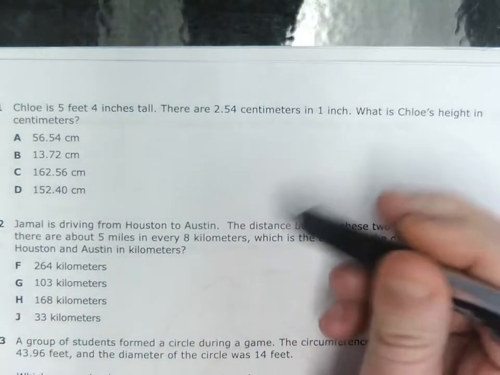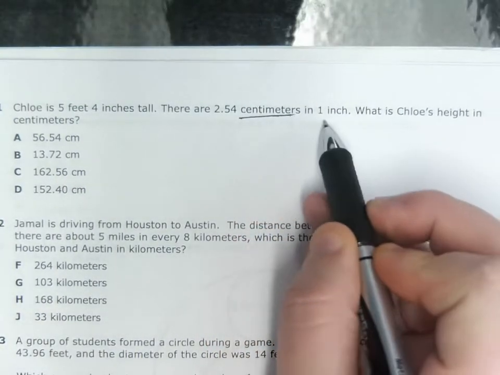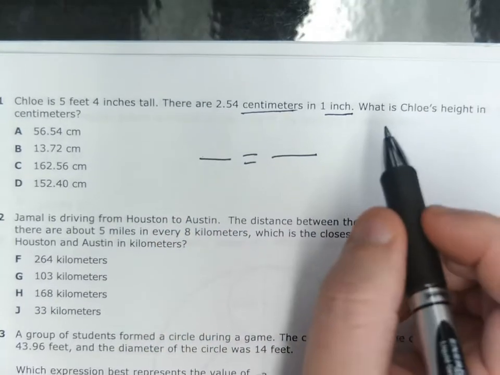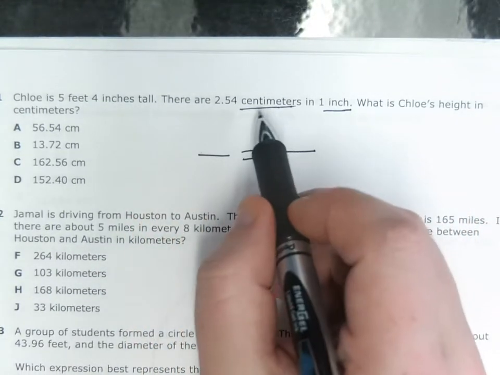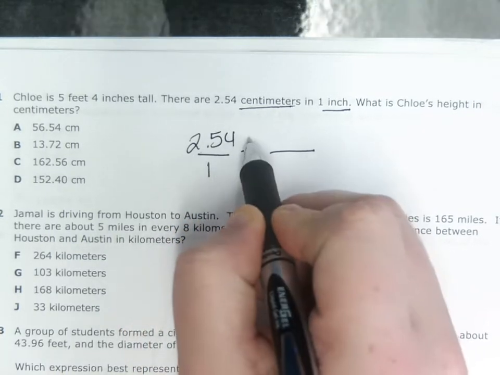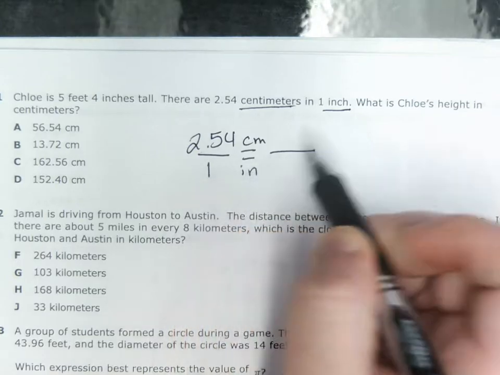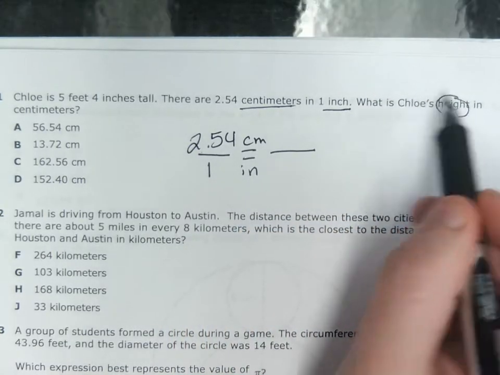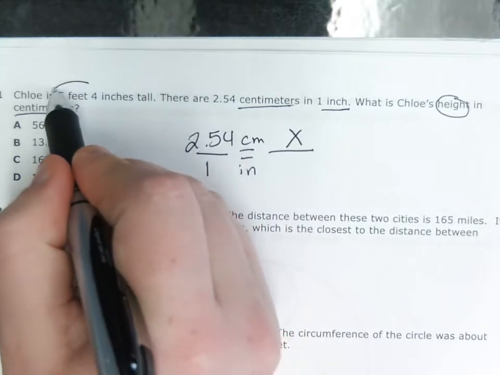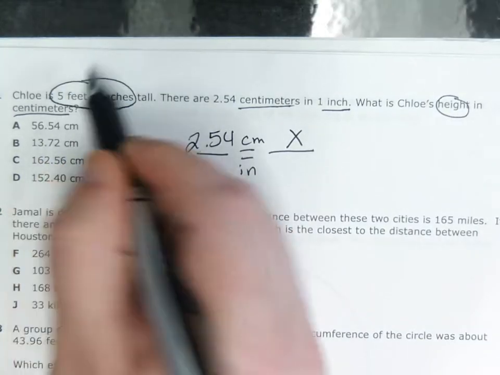So we're talking about centimeters and inches here. Okay, so I'm going to start my proportion off because when we're comparing measurements, we got to set up a proportion. I'm going to set up a proportion 2.54 over 1. That's centimeters and that's inches, okay? And I'm trying to find her height in centimeters, so I know that's where the X goes next to centimeters. And then I'm going to do 5 feet 4 inches.